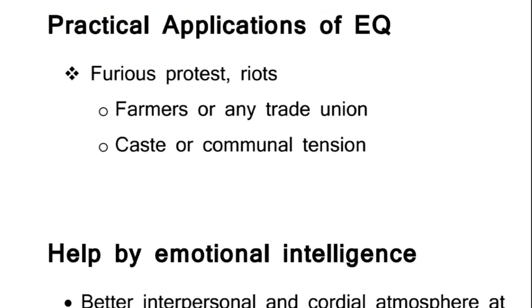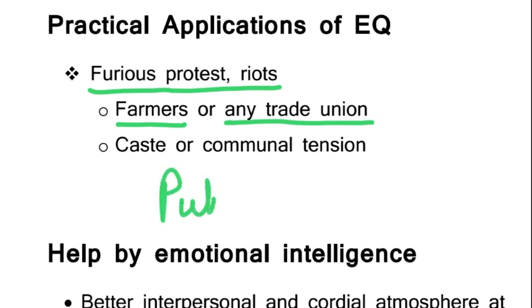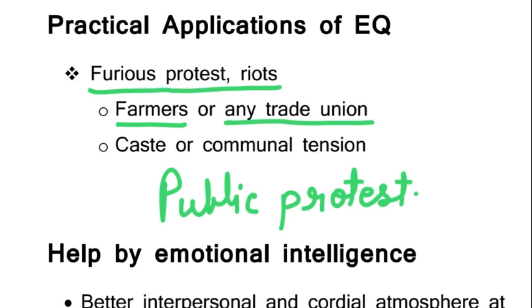Next topic is practical applications of emotional intelligence. People with long experience of public administration believe that the situation can be controlled better by emotional intelligence on stressed occasions like furious protests, riots, etc. Suppose that the farmers or any trade union of a district is agitating with their demands and the government is not considering their demands. In such a situation, the protesters are becoming aggressive. Then it will be the duty to try to divert the sentiments of the public, farmers or laborers in the right direction, so that the people also help the administration in solving the problem.